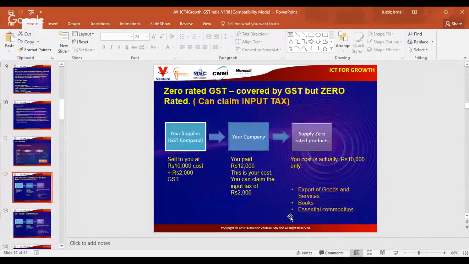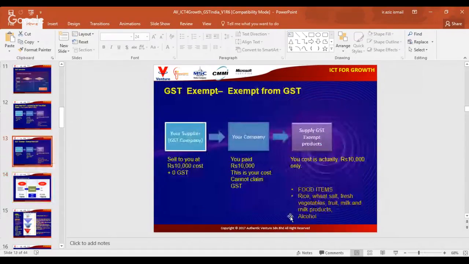And then we already talked about zero rated GST. When you sell your product, the GST is zero, but you can claim your input tax. But if you are selling a GST exempt product, you don't have to pay GST for it, and you also cannot claim the input tax for that particular GST exempt product. So that's the difference between zero GST and GST exempt.